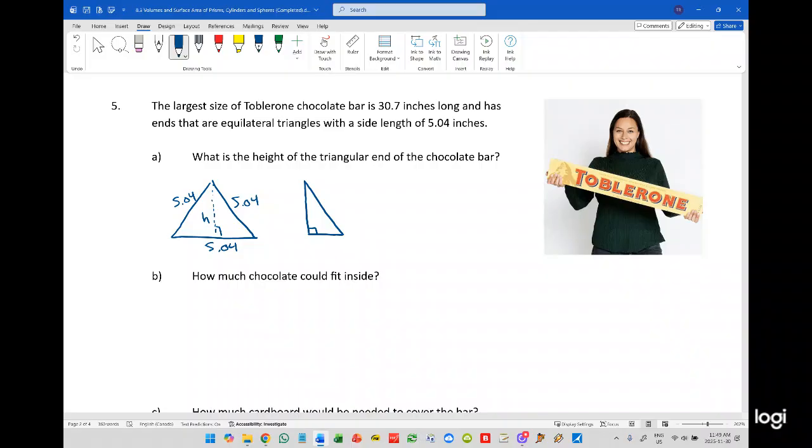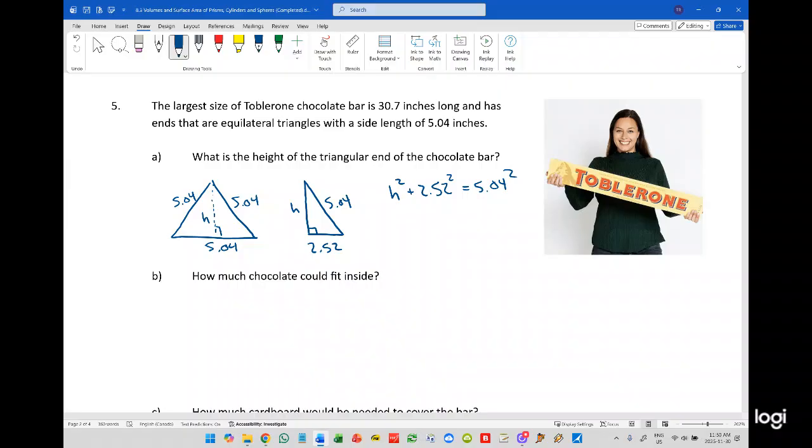And I know that this side length is 5.04. And I know that the side length of the bottom is half of 5.04. So that's 2.52. And then what I can do is find the height there using Pythagorean theorem. So height squared plus 2.52 squared equals 5.04 squared. Got to remember the hypotenuse is the one that's by itself.